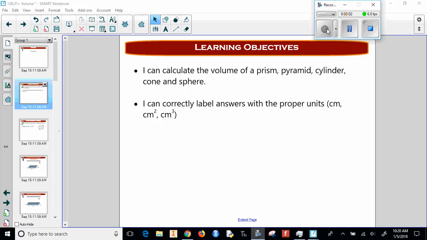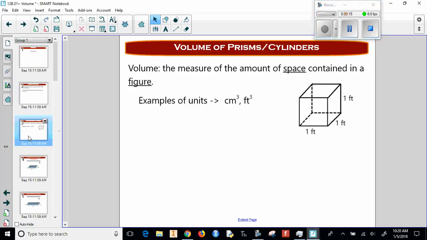Hello, welcome to our first section on volume. Today, by the end, you'll be able to calculate the volume of a prism, pyramid, cylinder, cone, and sphere. That's a lot of stuff, but a lot of it's stuff you've done in the past.